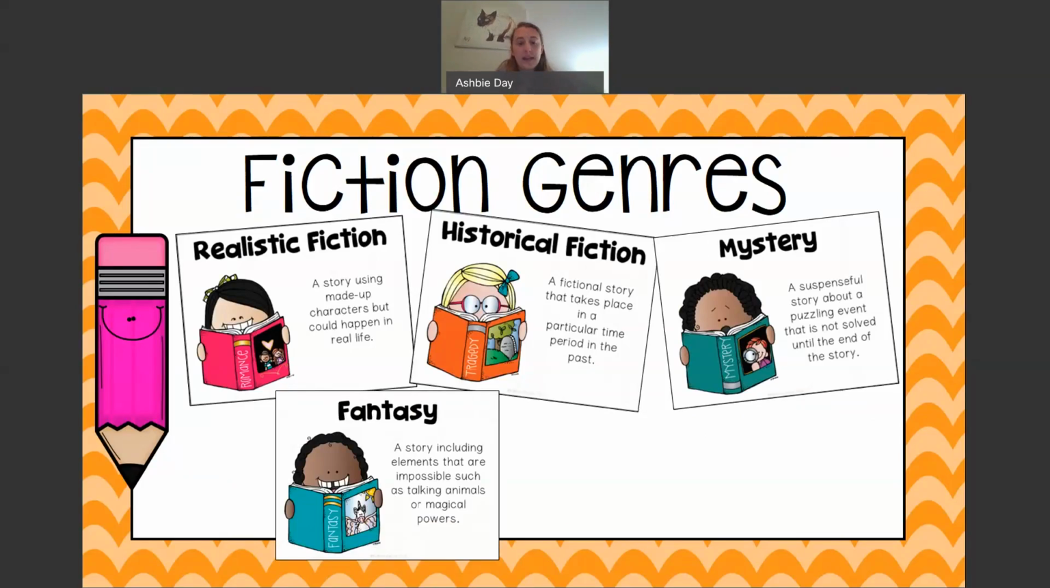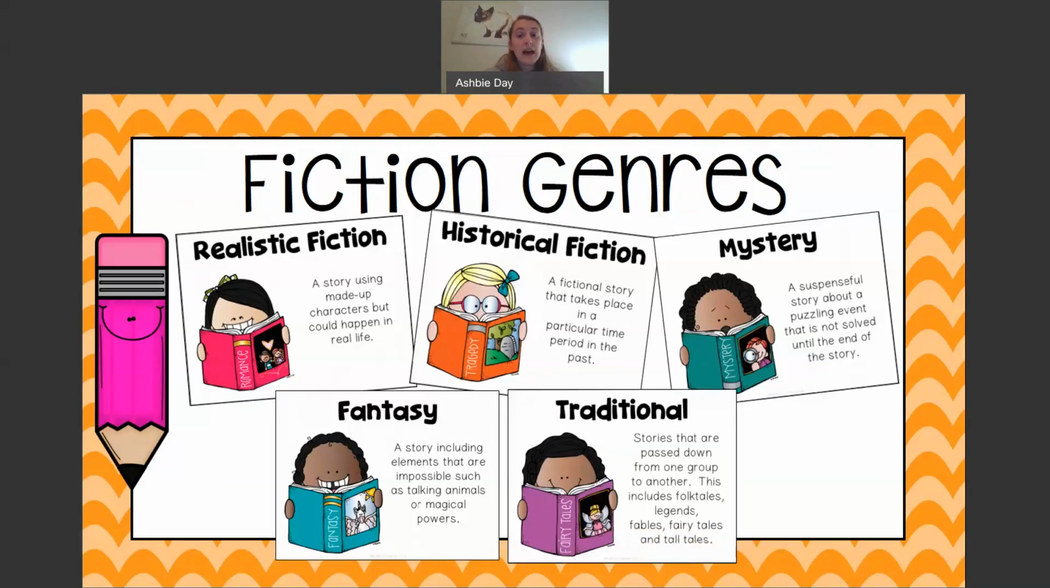Then we have a fantasy, which is a story that has elements in it that are absolutely impossible. Things that are never gonna happen. Okay? Never gonna happen. So, talking animals, fairy tales, magical powers, talking snowman, all those things, those are absolutely fantasy. They are not going to happen.